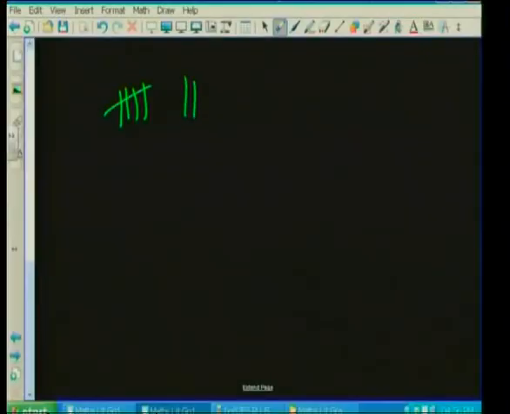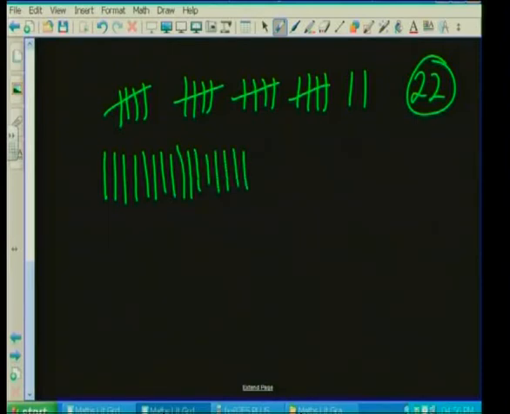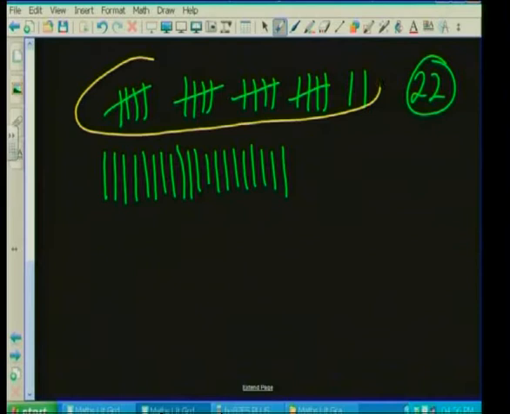So for example, let's have a look at this. Let's say I gave you this. Now looking at that, you can see, oh, that's easy. 5, 10, 15, 20, 22. How easy it is to read that. Rather than counting individual lines, which is easier? Of course, folks, this way is a lot easier. Okay?